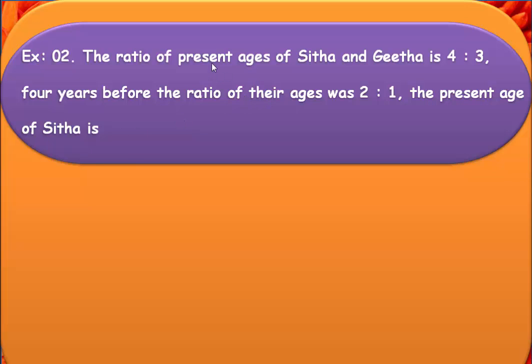Here given that the ratio of present ages of Sita and Geeta is 4 is to 3, so a is to b is 4 is to 3. 4 years before means we have to subtract 4, that is, subtracted quantity x is 4. Then that ratio becomes 2 is to 1, that is c is to d. Then we have to find the present age of Sita.